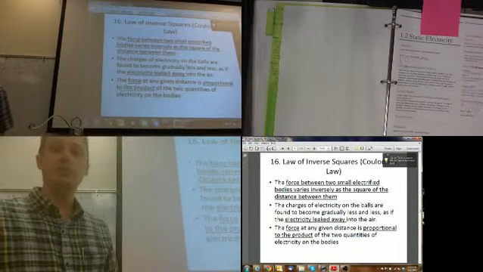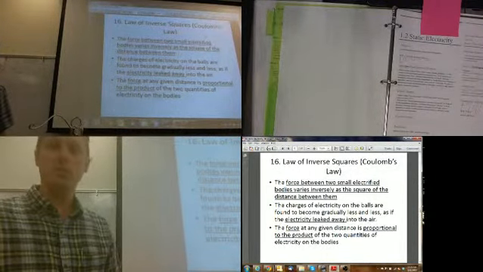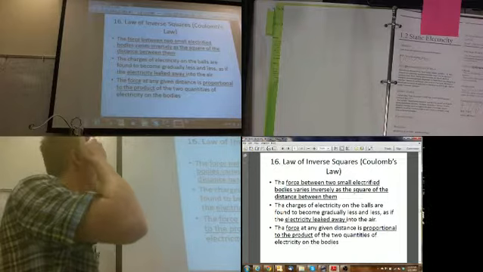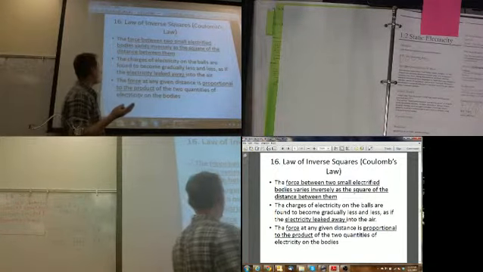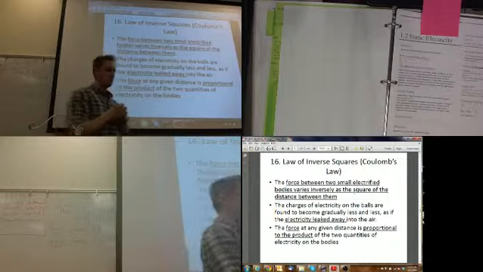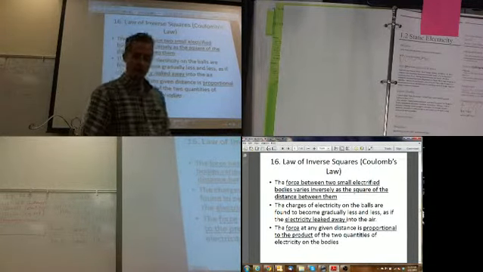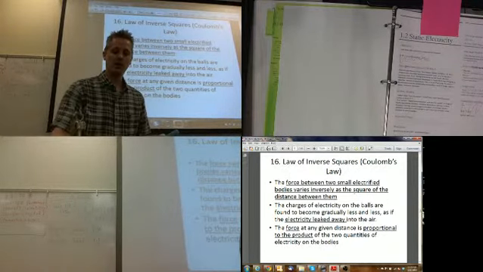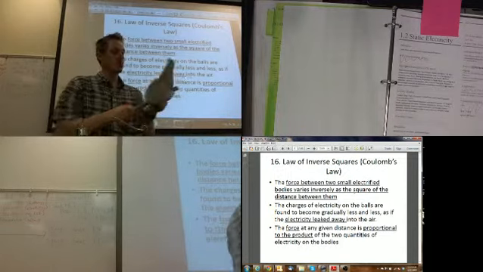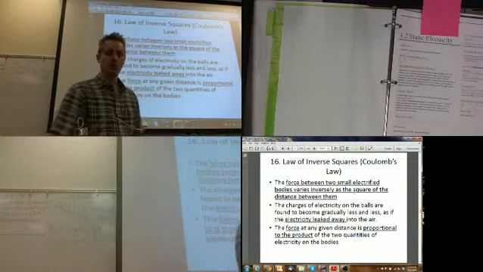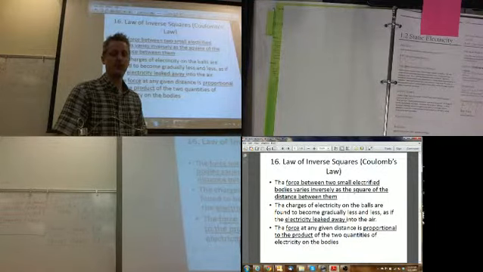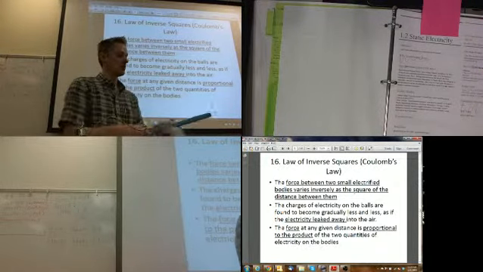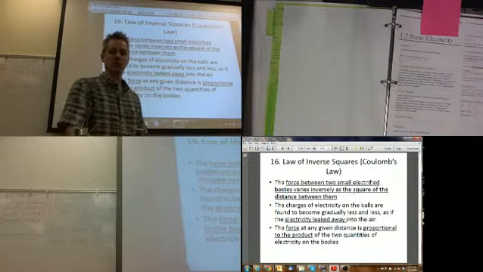Inverse law of squares, Coulomb's law, says that the force between two small electrified bodies varies inversely as the square of the distance between them. What does that mean? Well, if this rod is electrified, the closer I get it, the more force there is on it. You can tell. Over here, it doesn't really move around that much.